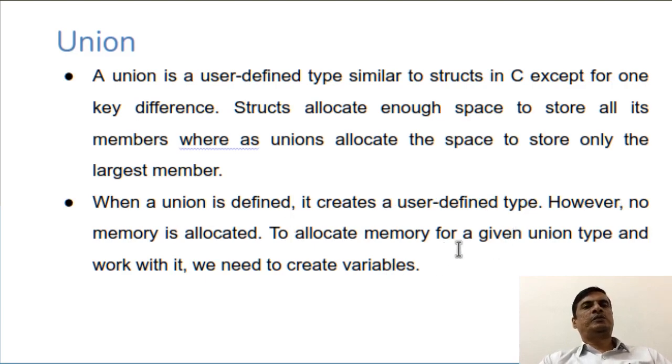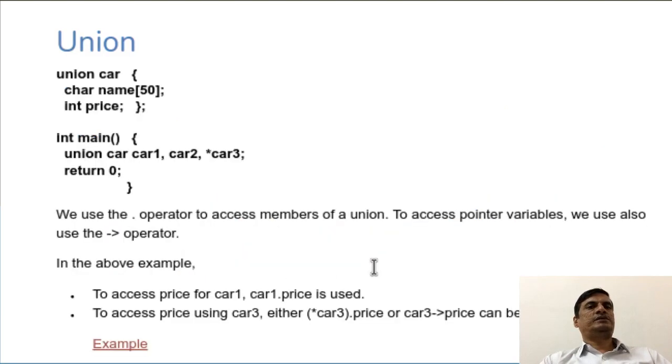To allocate memory for a given union type and work with it, we need to create variables. So here you have a union car, which is going to hold the name of the car and its price. Directly you define it as union car1, car2, and a pointer variable which points to it. In this case, as I discussed earlier, the member variables of a union can be accessed.